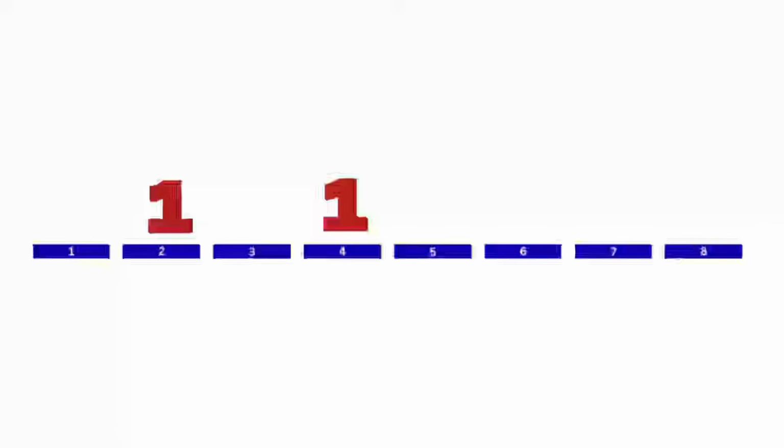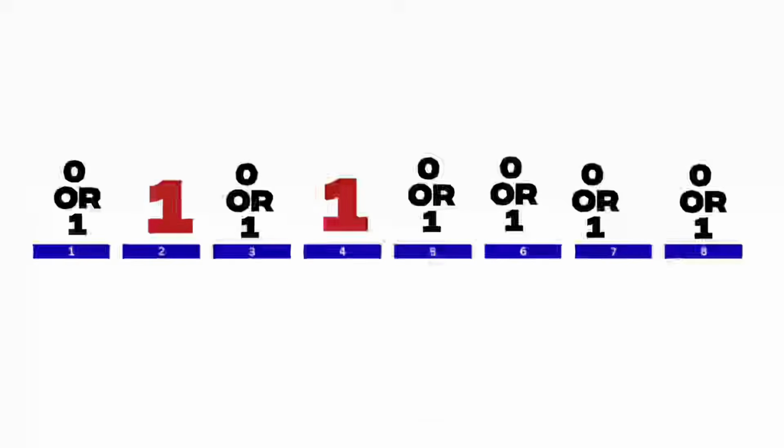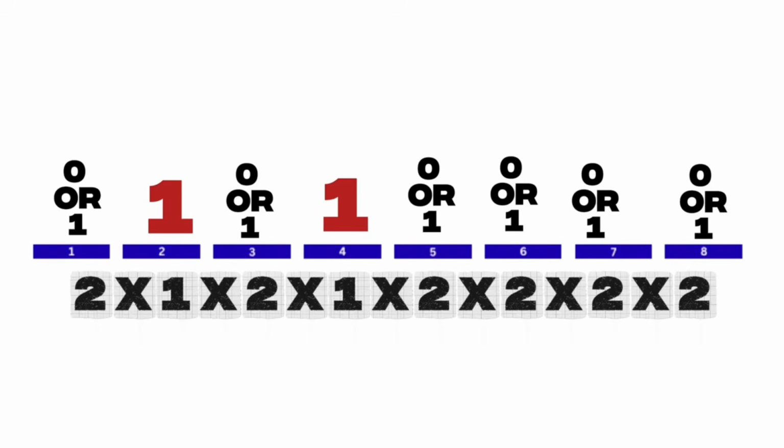So considering that, we have to look at the case where both the second and the fourth bit are 1. All we're doing is putting a 1 in the second and fourth places, because there's one possibility there. However, the other bit positions have 2 possibilities. So we'd have 2 times 1 times 2 times 1 times 2 times 2 times 2 times 2, and we would get 2 to the 6th power.